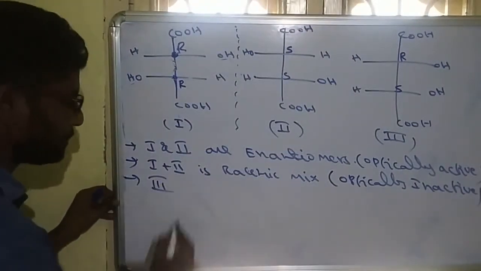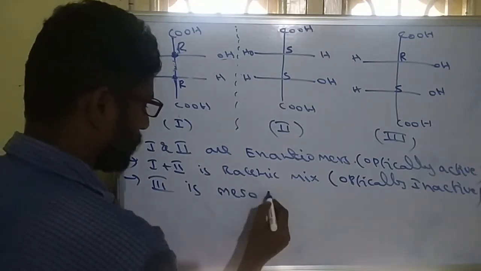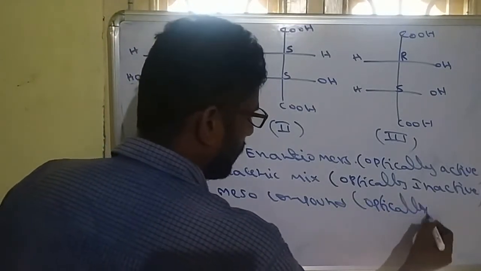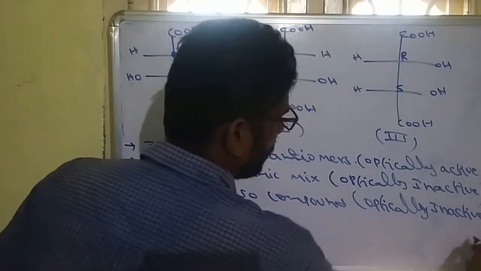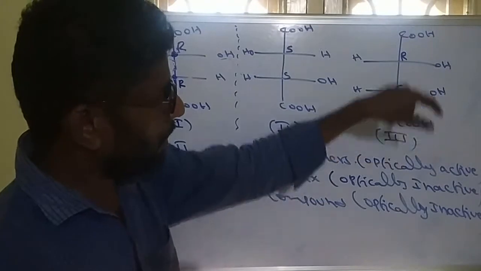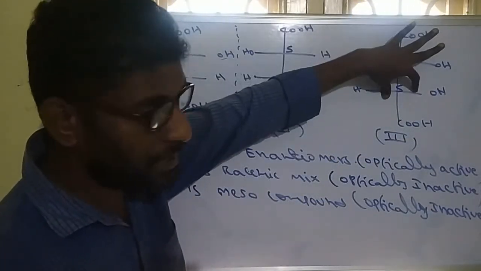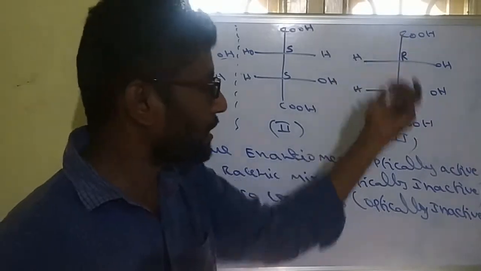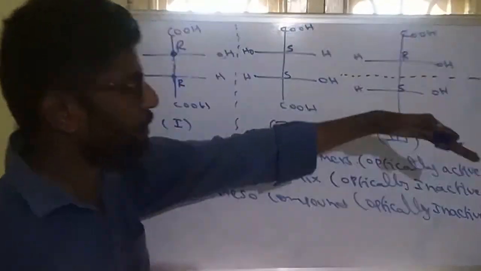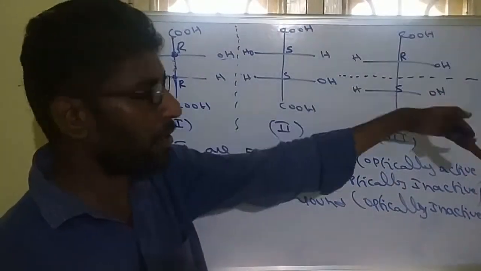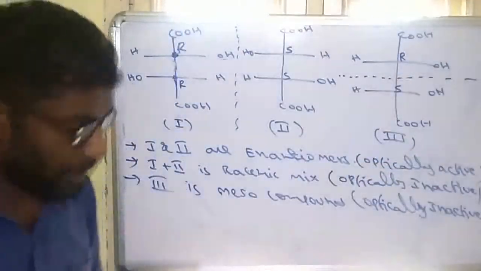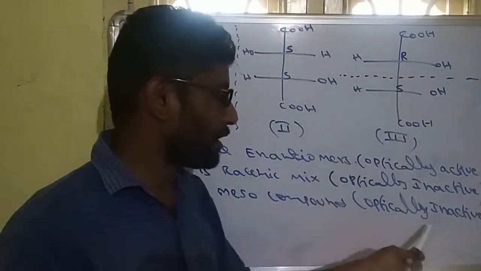Similarly, molecule 3 is called a meso compound, which is also optically inactive. This is the third molecule. In the third molecule, one carbon is R, another carbon is S. So it is internally cancelled. Due to symmetry, what is meant by symmetry? We cut the molecule in half. The first half and second half are both similar. That means it is a symmetrical molecule. So this is called a plane of symmetry. A plane is making the molecule symmetrical. That is the plane of symmetry. So due to the plane of symmetry, it is optically inactive.